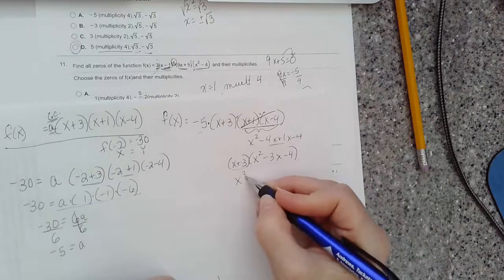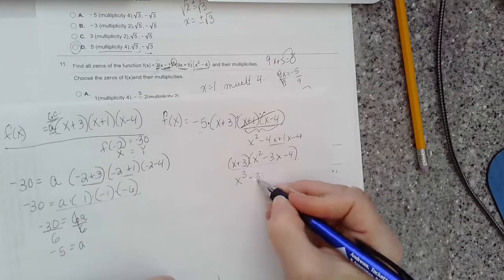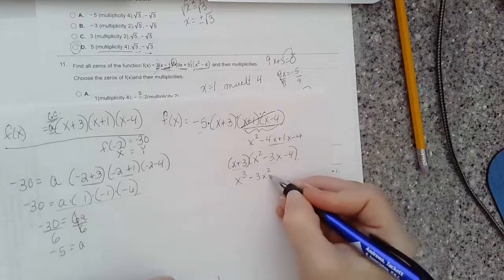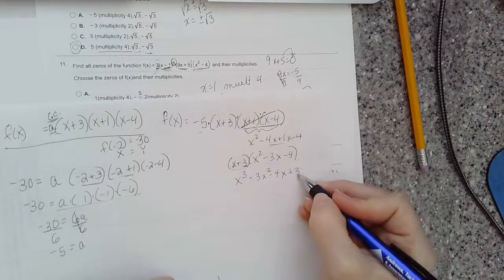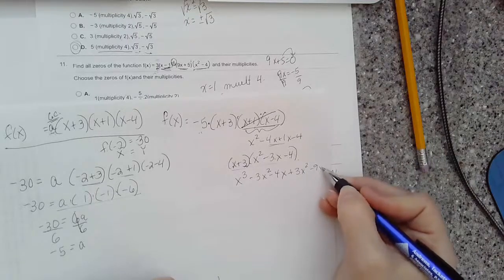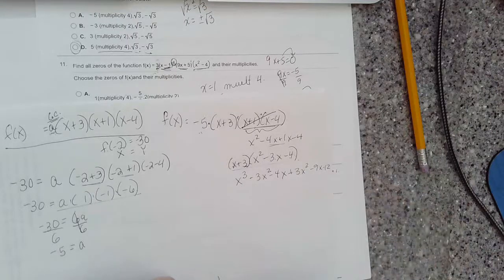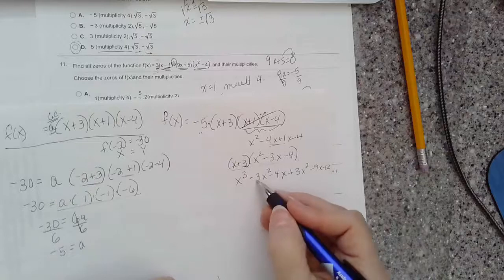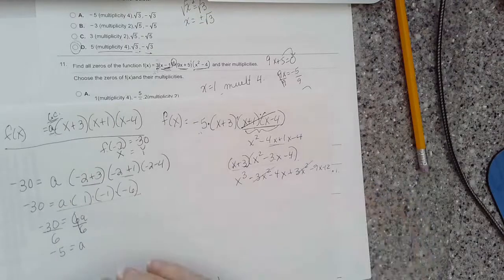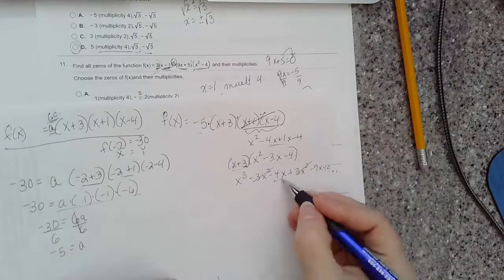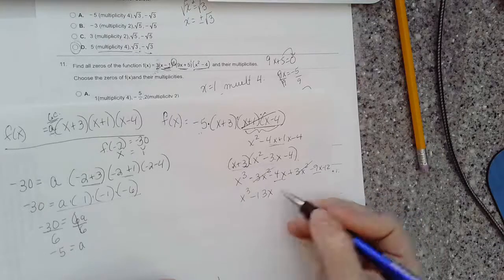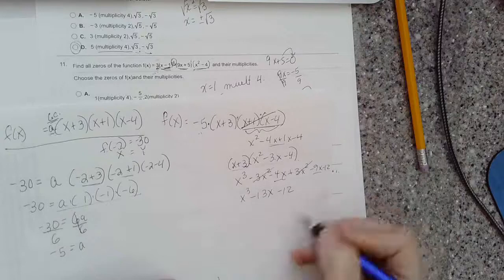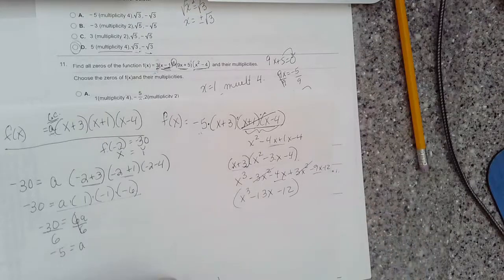Then distribute the 3, and combine any like terms. I see a negative 3x squared and a positive 3x squared that cancels. A minus 4x and a minus 9x will combine to be negative 13x, and minus 12. So all of that reduced to this. Then I still need to distribute my negative 5. So my last step, distribute the negative 5.